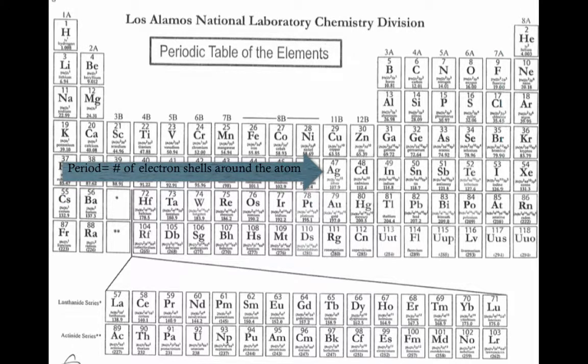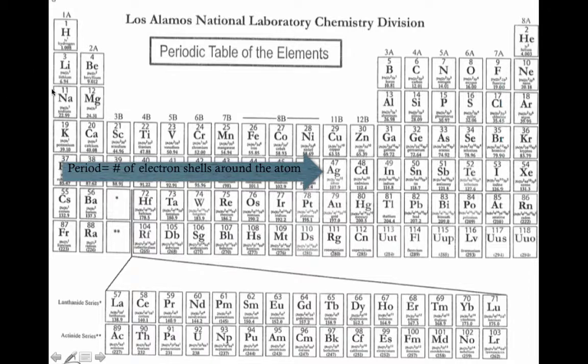Remember what we talked about last class, how when you look side to side, we call those periods. So the rows of the periodic table, we call them periods. And remember that in this periodic table, we have 7 periods, right? 1, 2, 3, 4, 5, 6, 7. These 7 periods tell you how many electron shells surround the atom.